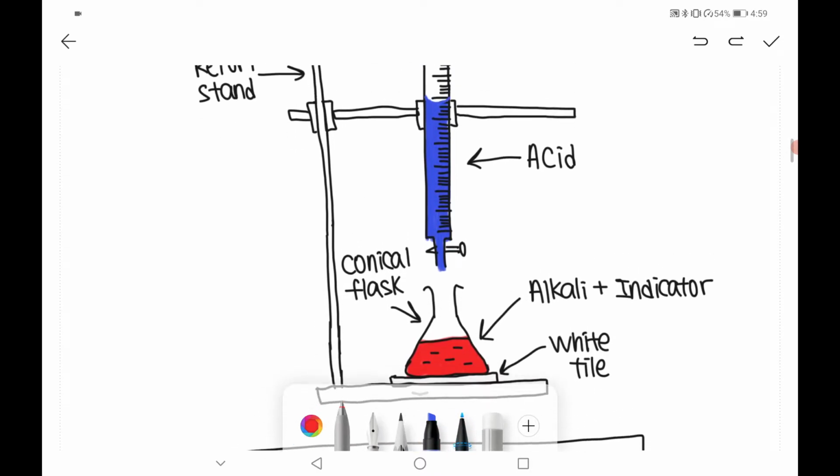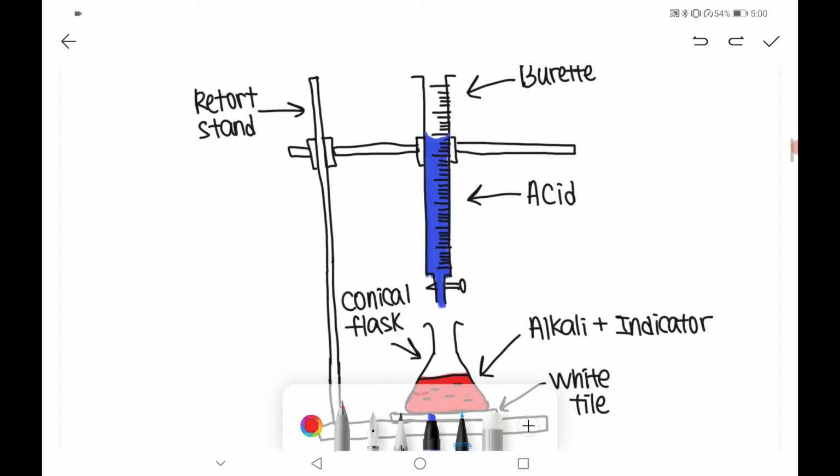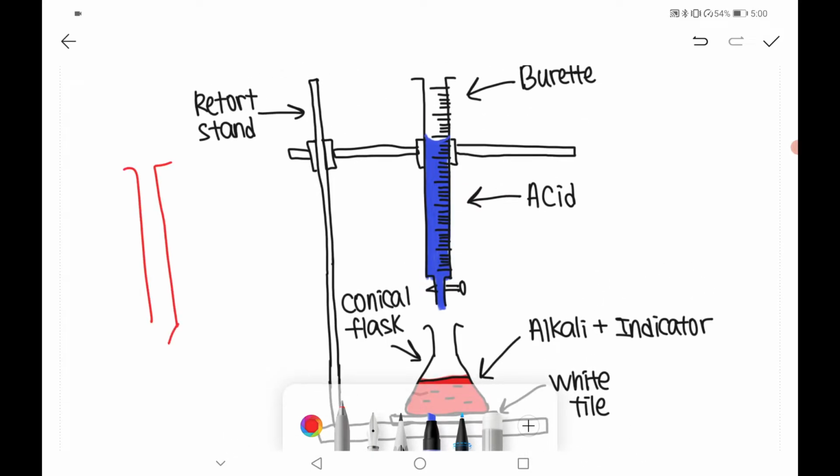At the bottom here, you put a conical flask. Inside the conical flask, you put alkali. So now you should know already: the acid, you put in the burette. So this is the burette, you put the acid.